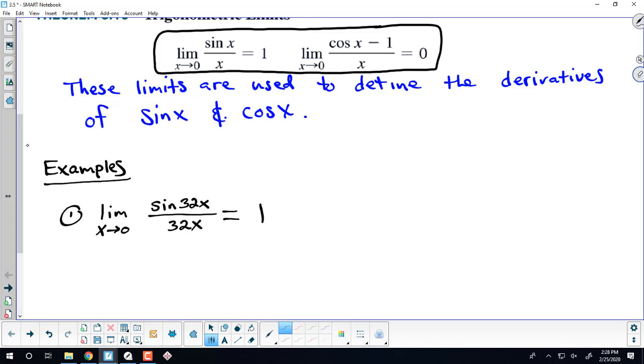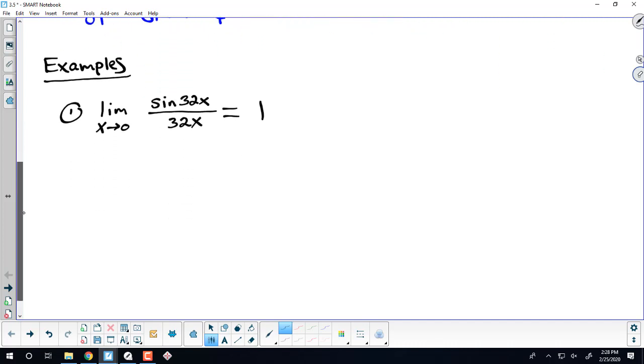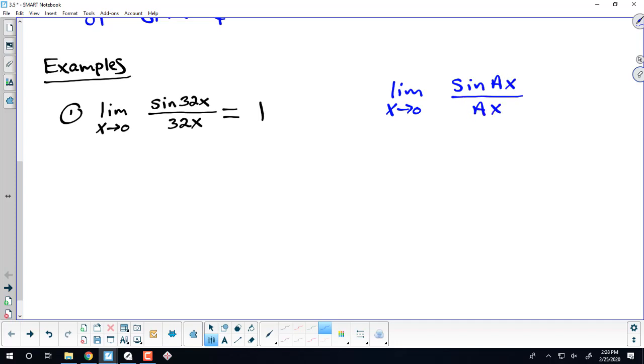So x doesn't just have to be x. But what's important there is that those quantities are the same. So in general, this is true: the limit as x approaches 0 of sine of ax over ax is equal to 1, where a is a real number.